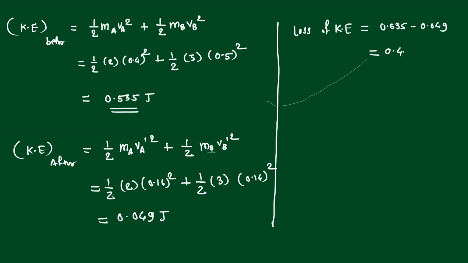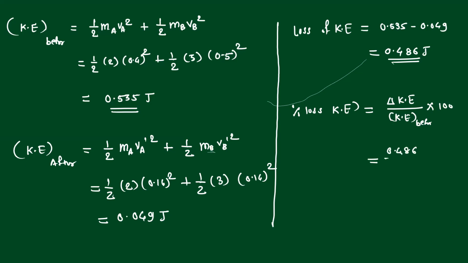So this is equal to 0.486 joule. And if you compare this value with kinetic energy, we can find out the percentage loss. So percentage loss of kinetic energy is equal to change in kinetic energy divided by the kinetic energy before impact into 100. So this is equal to 0.486 divided by initial kinetic energy, 0.535, into 100.